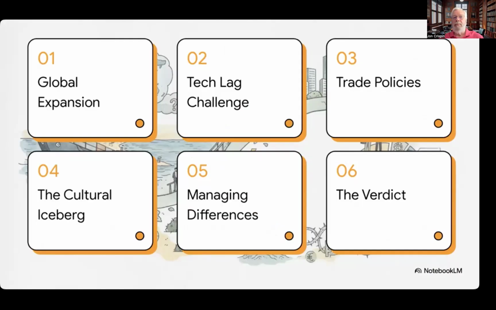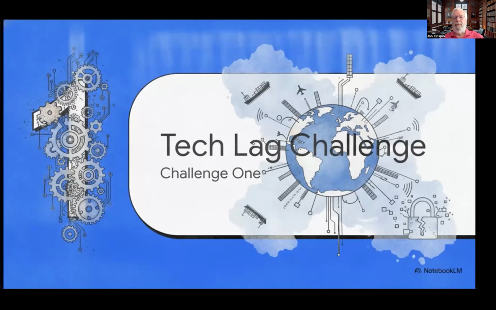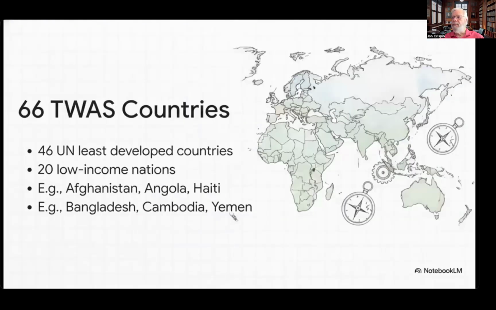So here is our roadmap for today. We're going to explore this global expansion scenario by breaking it down into 3 specific hurdles: technology lag, trade policies, and the cultural iceberg. After that, we'll cover managing cultural differences, and we'll wrap up with the global manager's verdict. Okay, let's jump straight into challenge 1, technology lag. So, the World Academy of Sciences, or TWAS for short, has identified 66 developing countries where science and tech capacity is significantly lagging behind. And this list isn't just pulled out of thin air. It includes the 46 least developed countries identified by the UN, plus another 20 low-income nations that really need targeted support to build up their research capacity.